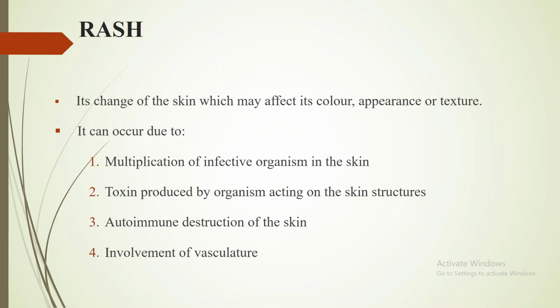A rash is just a change in the skin which may affect its color, its appearance, or its texture. And it can occur due to the multiplication of the infected organism. It can be because of toxin production, like in Streptococcus and Staphylococcus. It can be due to autoimmune destruction of the skin or involvement of the vasculature. The most common is because of toxin production by the organism.